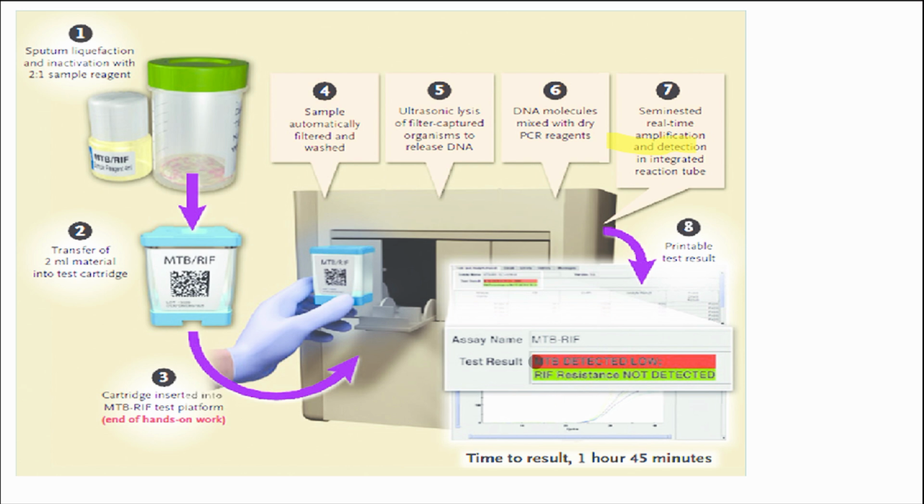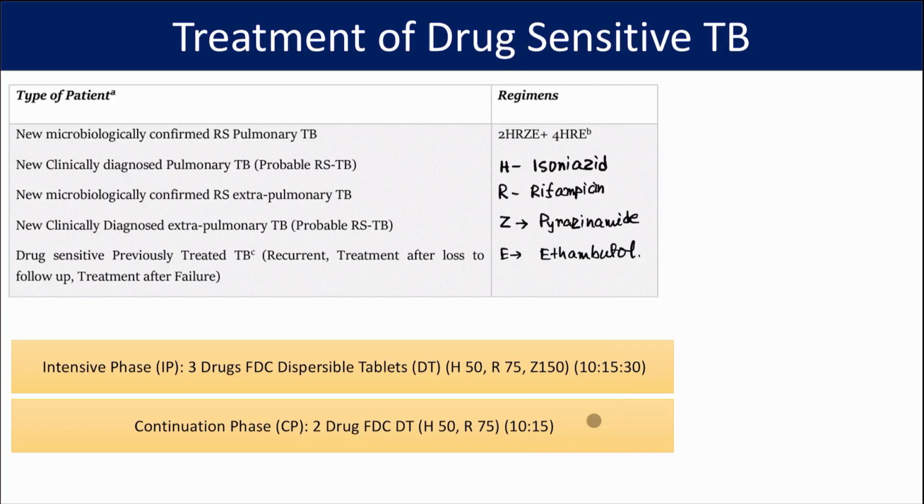Number one is Mycobacterium tuberculosis detected or not, that is positive or negative, and after that rifampicin resistance pattern or rifampicin sensitivity. Okay, and for doing this report it takes around 2 hours, that is 1 hour 45 minutes. So what is the treatment?